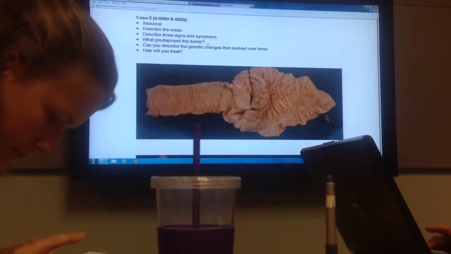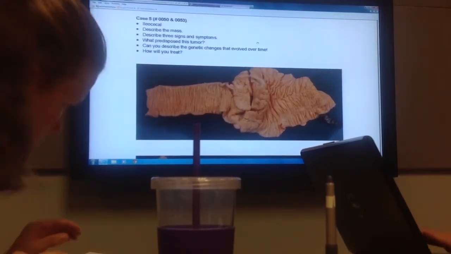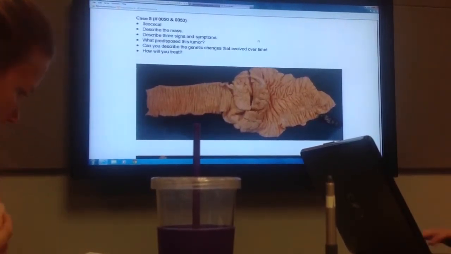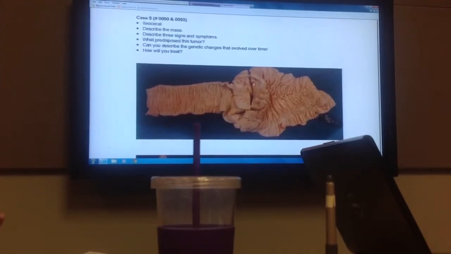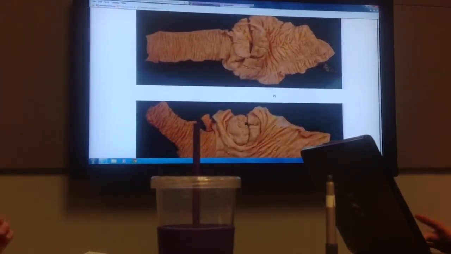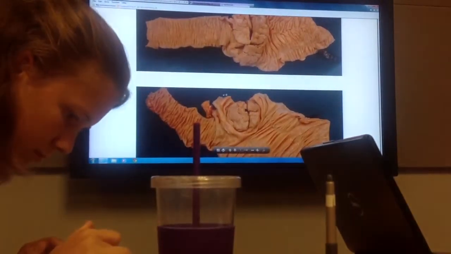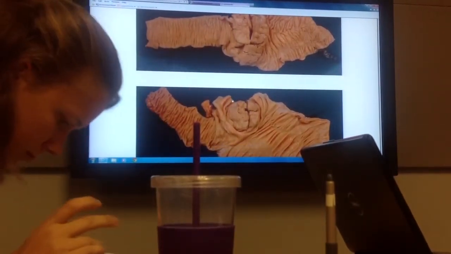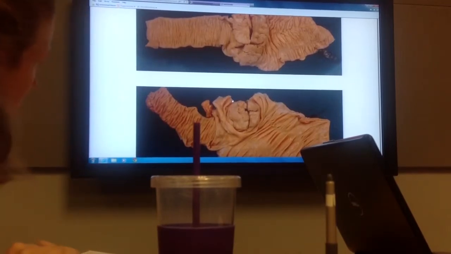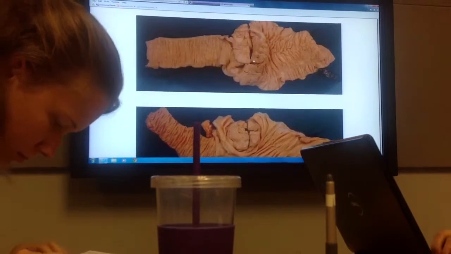This one, what are 3 signs and symptoms? So this is right-sided, so maybe bleeding. Now on this one, remember we said if it's near the ileocecal valve and it completely occludes that, it could result in obstruction. These are much less common, but it could. So bleeding, fatigue, anemia, all that good stuff.